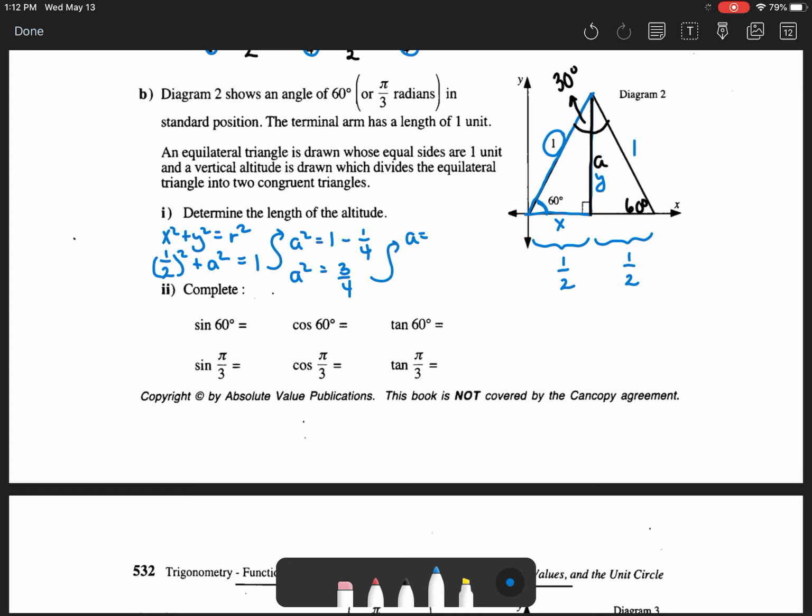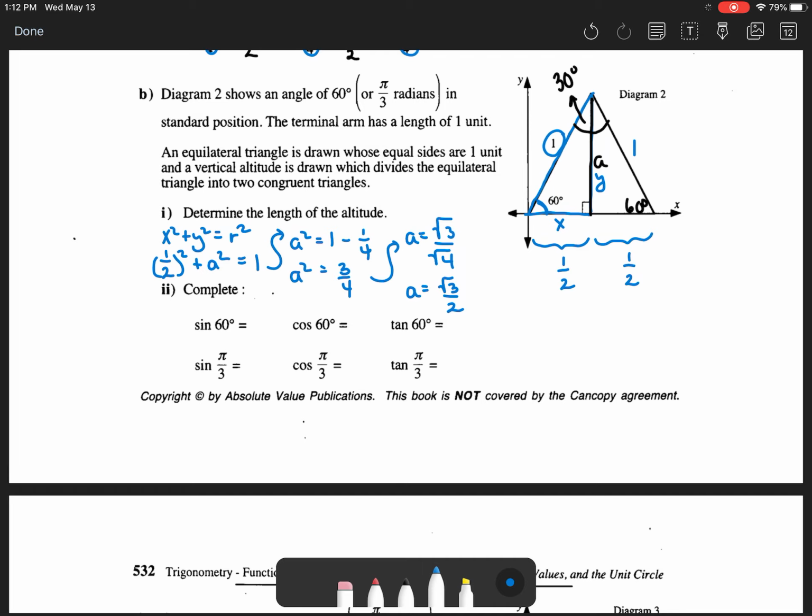Take the square root of both sides, and that will be plus or minus the root of 3 over 4, right? So plus or minus root 3 over 4, which is root 3 over root 4. Again, we're going up, so it's positive. So this would be root 3 over 2, and there's the altitude of that triangle.